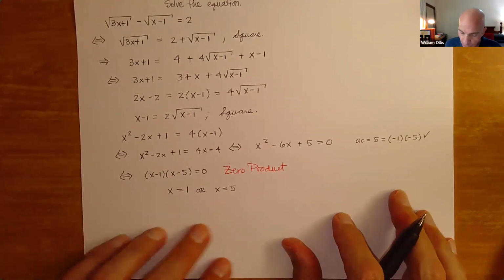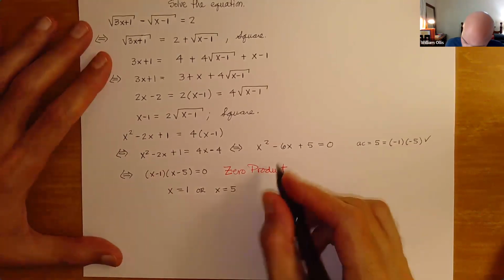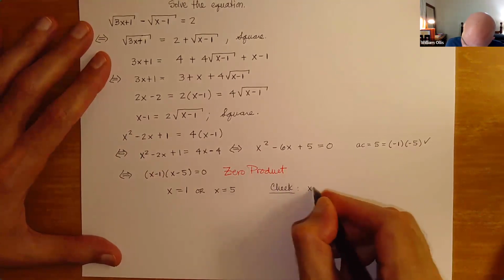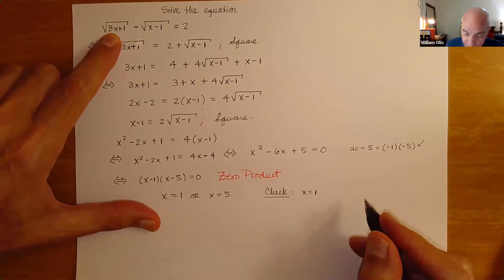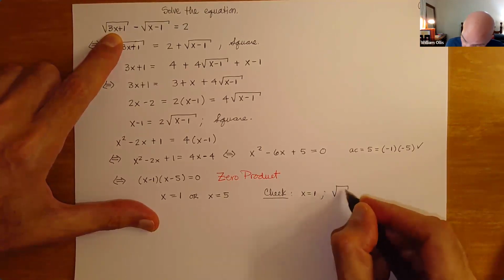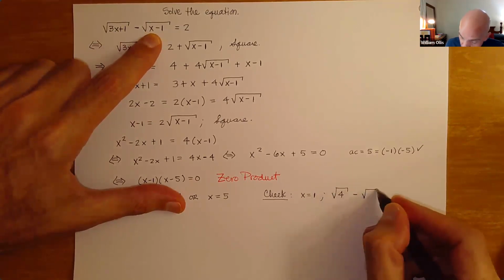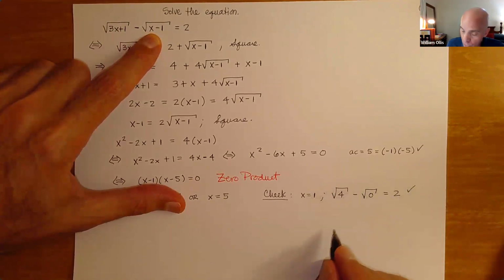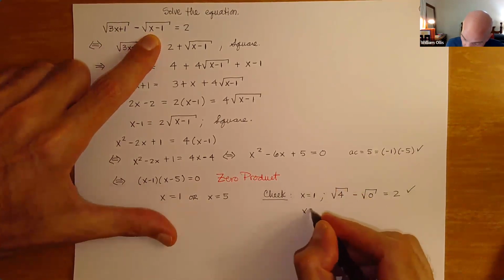Now, like I said before, we've squared twice, so maybe it would be a good idea to check, and these checks will be fairly simple. So we have x equals 1. So we look at the original equation. So again, we replace x with 1, so that gives us a 3 plus 1, which is a 4. And then, of course, we replace x with 1, so that's minus the square root of 0, and that clearly equals 2, since the square root of 4 is 2, and of course, the square root of 0 is 0. So that one works.